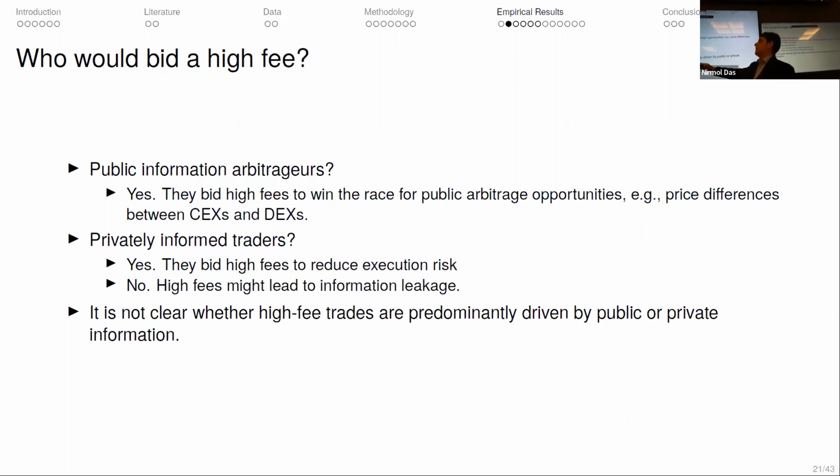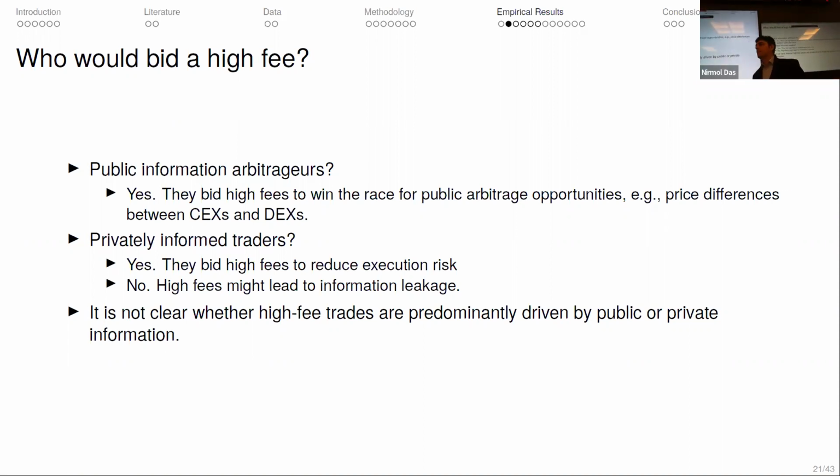But there is a caveat to that, because if you bid a high fee, then you are somewhat revealing information. So you are exposed to backrunners who can trade together with you and exploit this information. If you bid a high fee, you are basically signaling that you have some information, and therefore you are exposed to others who can backrun you, precisely because this fee is being posted on the public mempool, so it's visible to everybody. And it's not clear a priori whether or not these high fee trades are driven by public or private information. So is it one, the other, or both? That's what we want to look at.